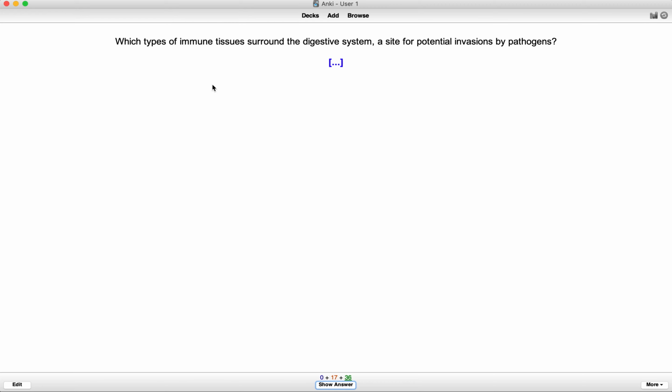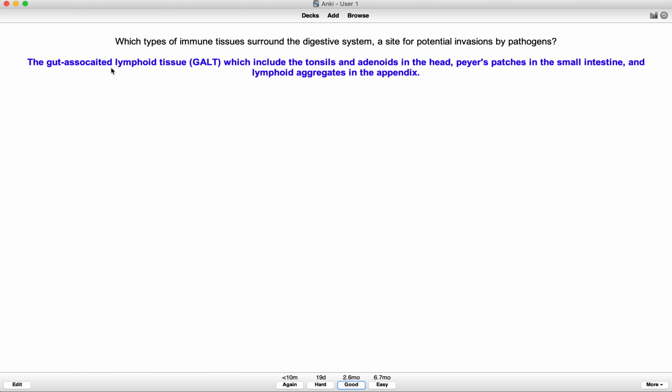Which type of immune tissue surrounds the digestive system, a site for potential invasion by pathogens? The gut-associated lymphoid tissue, GALT, which includes tonsils and adenoids in the head, Peyer's patches in the small intestine, and lymphoid aggregates in the appendix. It's a lot. That's one point I'm not going to remember.